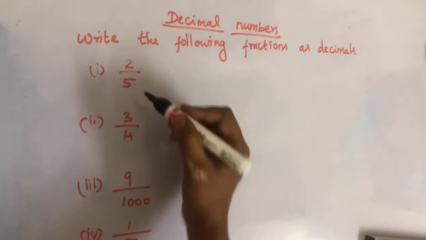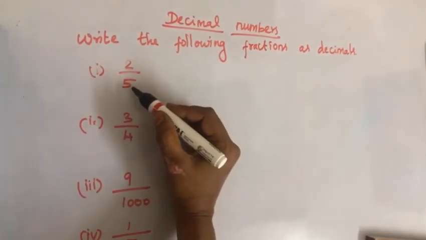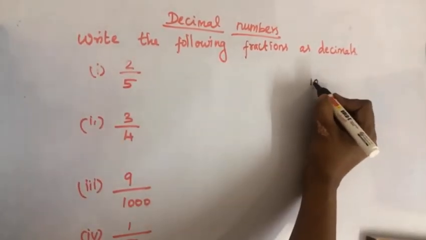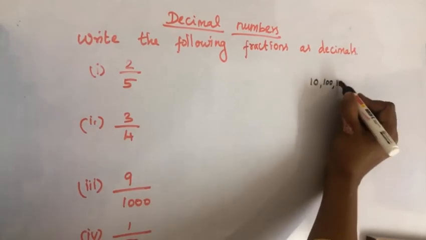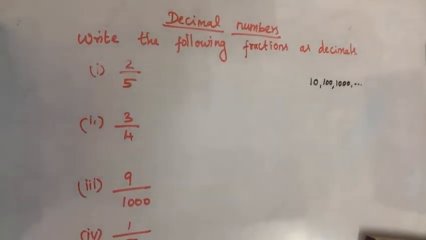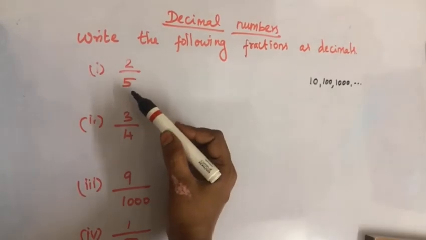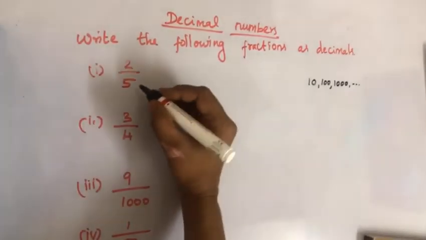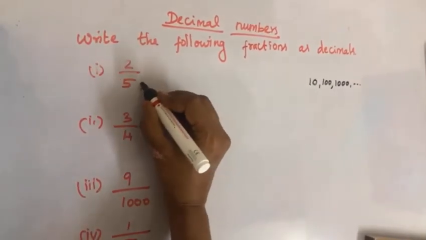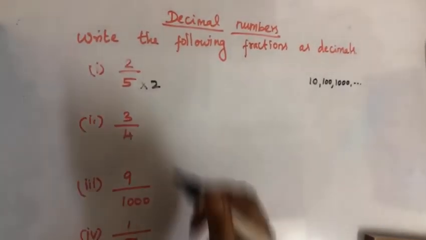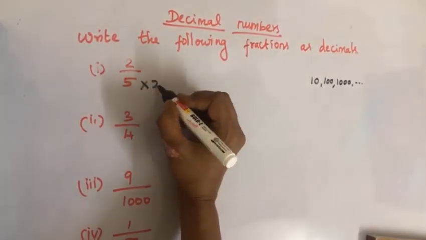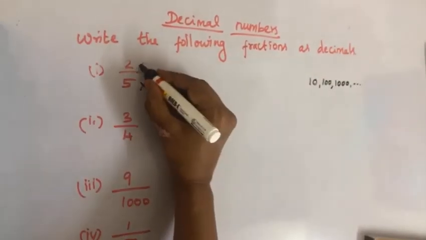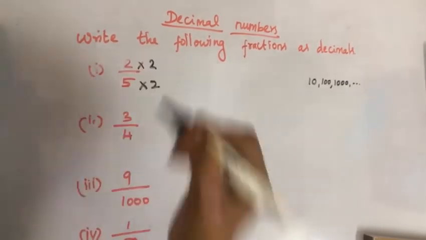How? Here in the denominator 5 is there. So you can convert it into either 10 or 100 or 1000 and so on. Okay, so 5 you can convert as 10, right? How will you convert 5 into 10? By multiplying it by 2, right? So if you multiply the denominator by a number, you should multiply the numerator also by the same number.